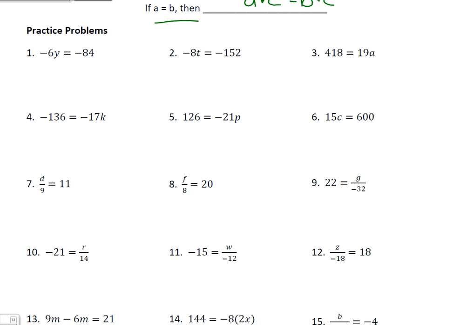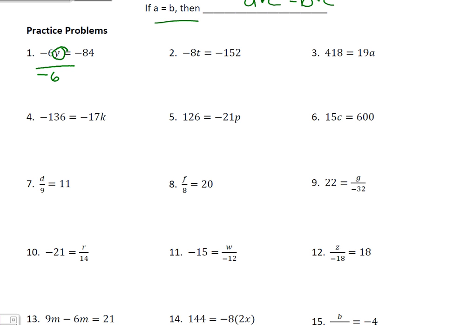Again, we're going to look at the letter, and the idea is to get rid of what's with the letter. So remember, if two things are side by side, we know that those are multiplied together. So here when I have y, what they did to y was they multiplied it by -6. Okay? And the opposite of multiplying by -6 is to divide by -6. Okay? I keep the sign the same.